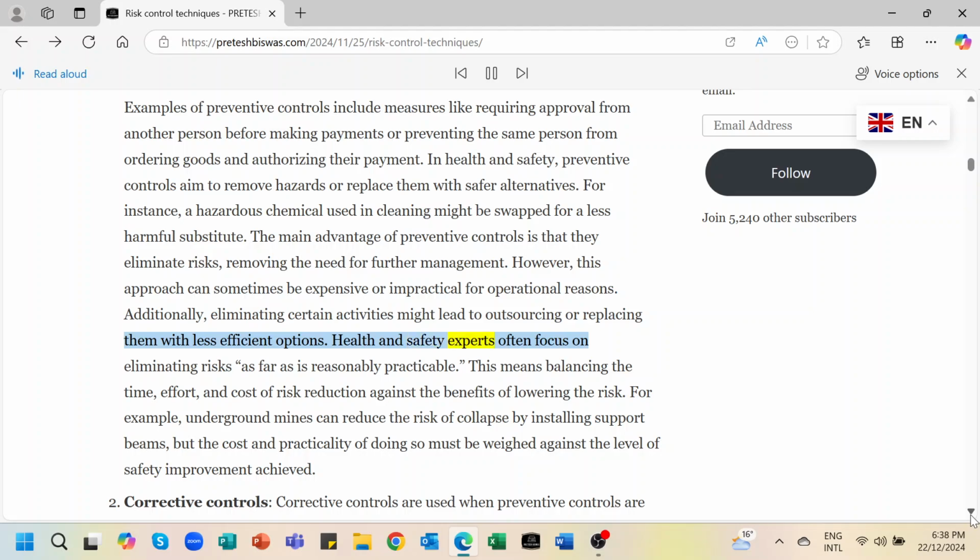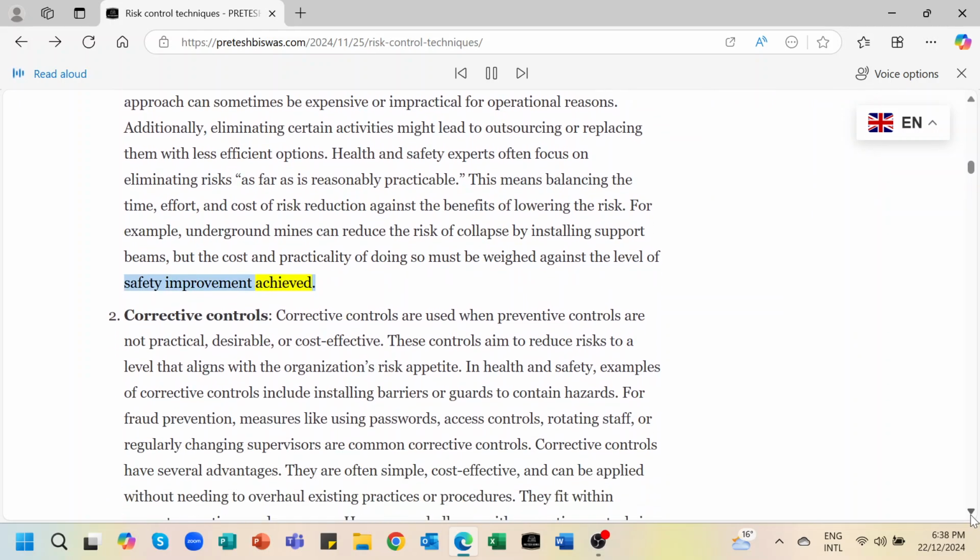Health and safety experts often focus on eliminating risks as far as is reasonably practicable. This means balancing the time, effort, and cost of risk reduction against the benefits of lowering the risk. For example, underground mines can reduce the risk of collapse by installing support beams, but the cost and practicality of doing so must be weighed against the level of safety improvement achieved.